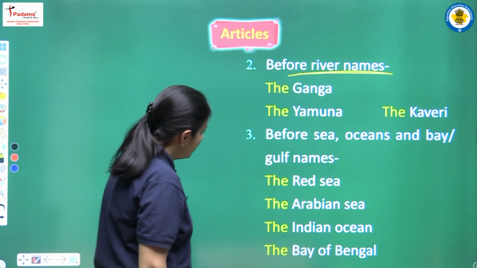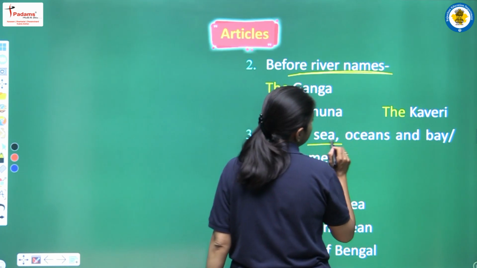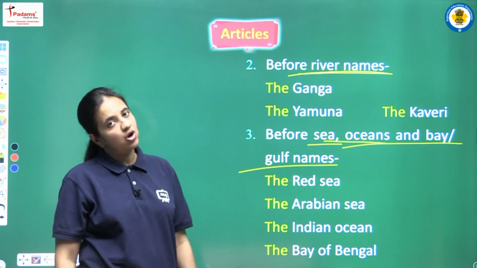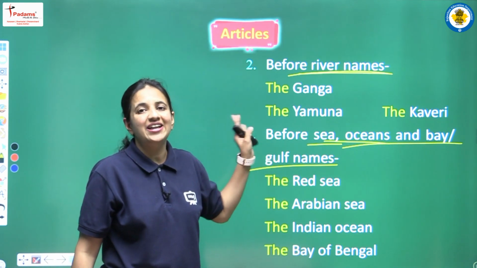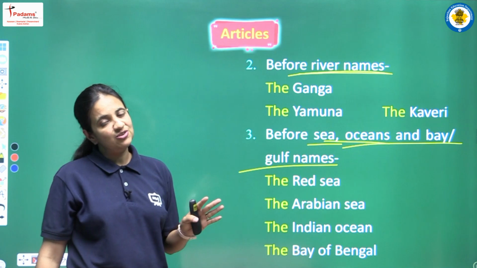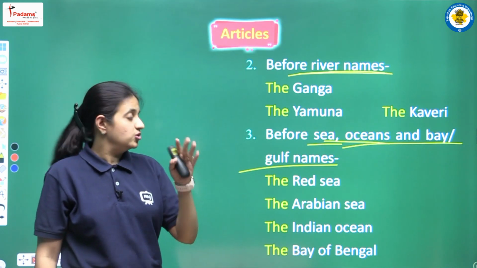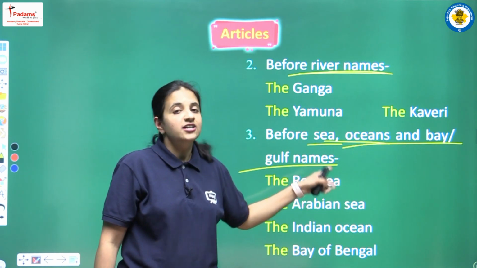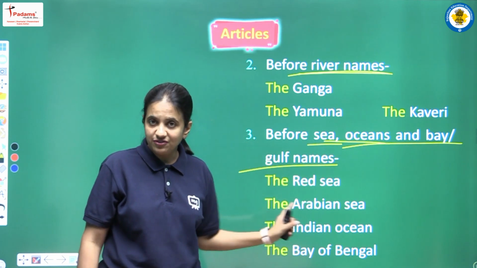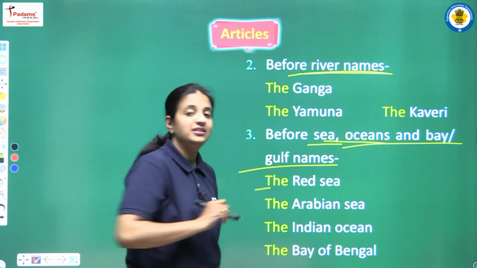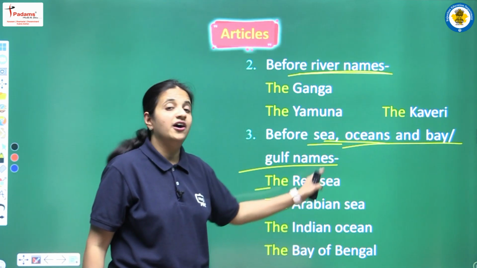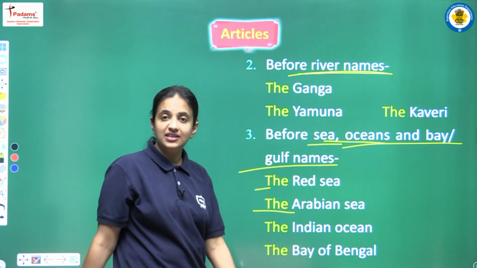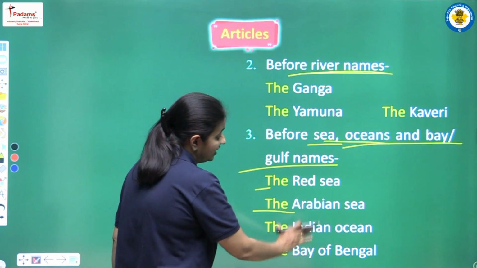The next use is before seas, oceans and bays, or we can have gulf names also. If we have any of these, then we can use the article. Let's see the examples. The first one is the Red Sea, the name of a sea, so we have the here. Next, the Arabian Sea, again a sea, so we have the article. Next, the Indian Ocean.